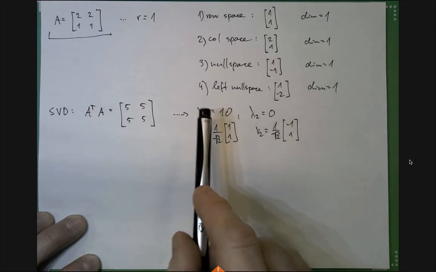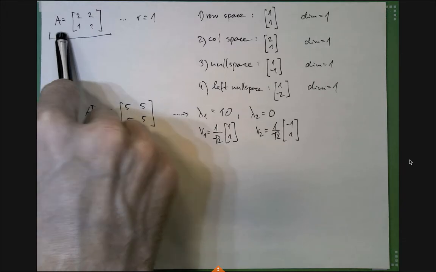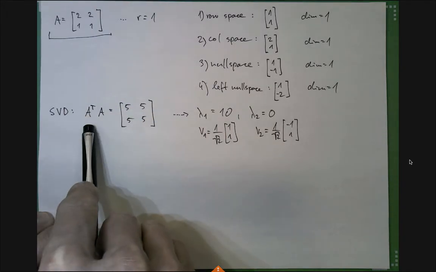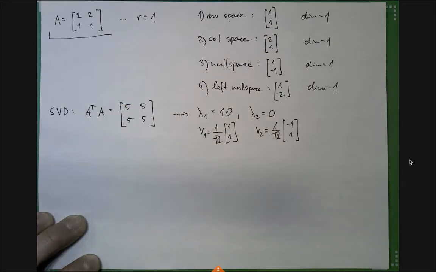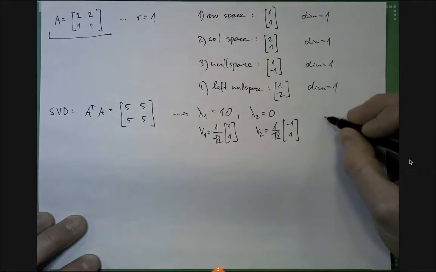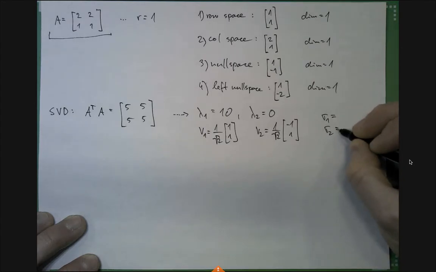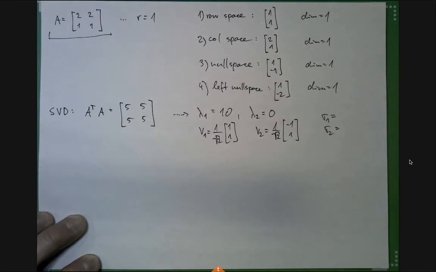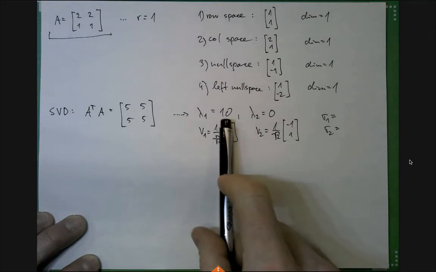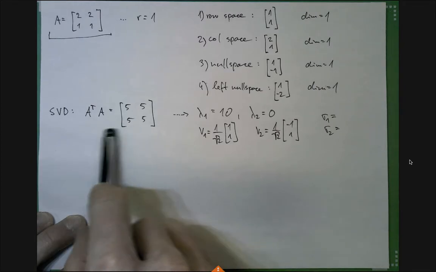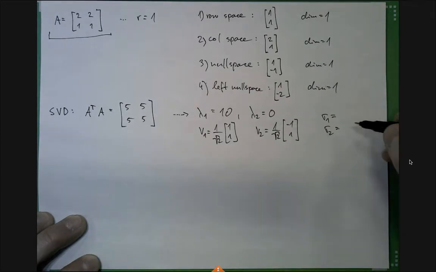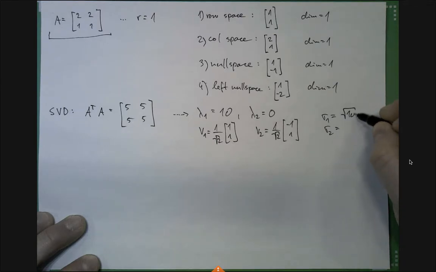So what are the singular values of the original matrix? Here we have eigenvalues of A^T A. What are the singular values of A? Can you tell me that immediately? What is going to be sigma 1 and sigma 2? There's nothing complicated about it, if you remember the relationship from the last lecture on Wednesday. The singular values are simply square roots of the eigenvalues of A^T A, or equivalently A A^T. So the first singular value is just the square root of 10, and the second one is just 0.